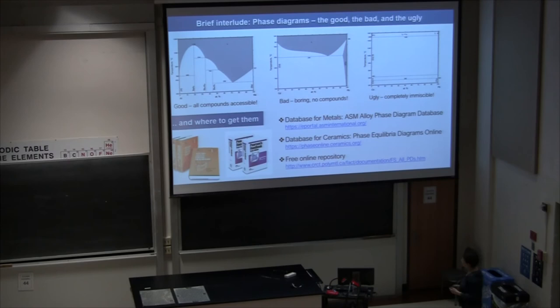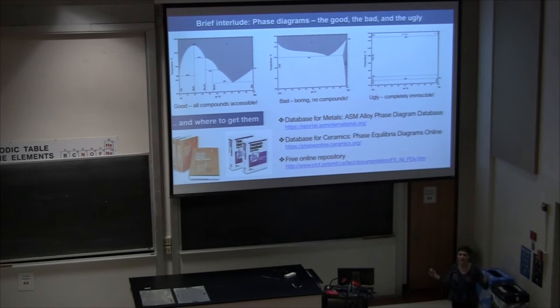Okay, so last but not least, I call this the good, the bad, and the ugly. So binary phase diagrams come in all shapes and sizes. A good one to me looks like this, where there's a number of compounds and all of those compounds have large exposed liquidus. I can grow everything on this binary phase diagram, no problem. This is a bad binary phase diagram, in my opinion. It has no compounds. It's not interesting to me. And this is ugly. These are two materials that are completely immiscible. They have zero solubility between each other, so I can't even melt them.